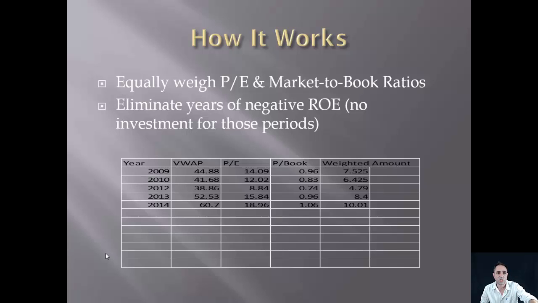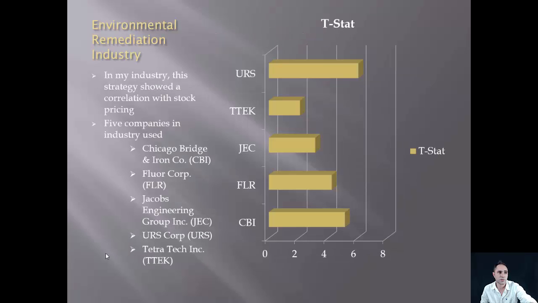What I did is I actually took 5 companies that are in my industry and I compared them for each year just to see if there was any correlation by using a regression. When I used the regression in my industry, there was an actual correlation with this strategy with the pricing of stock. The 5 companies that I used included CB&I, Fluor, Jacobs Engineering, URS, and Tetra Tech.